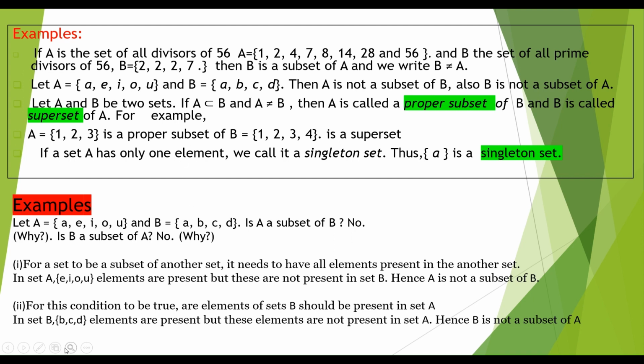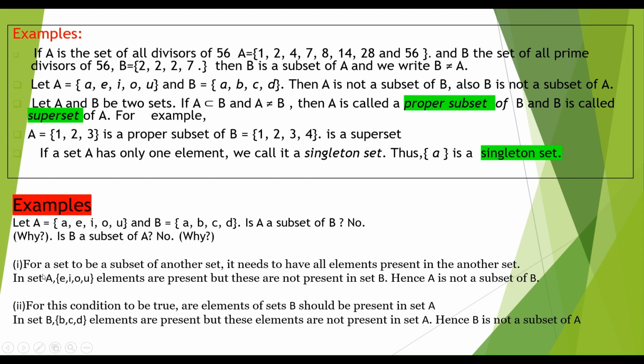Now let's solve some examples. Let A equal the vowels {a, e, i, o, u}, and B is {a, b, c, d}. The question is: is A a subset of B? You have to answer. No, it is not a subset. A has different elements and B has different elements, so A is not a subset of B. Now we have to give a reason why.